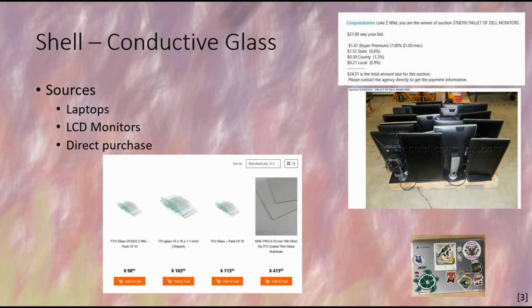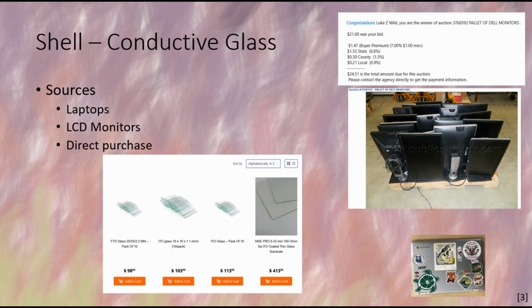Next, I want to go over a list of components necessary to build the cell and how to obtain those components. So the first and trickiest component you'll need to find is conductive glass. Conductive glass is the shell of the panel, and it creates the form of the whole piece. Conductive glass generates a circuit, allowing the electrons to flow across the glass while still allowing light into the panel and therefore allowing the semiconductor reaction to occur.